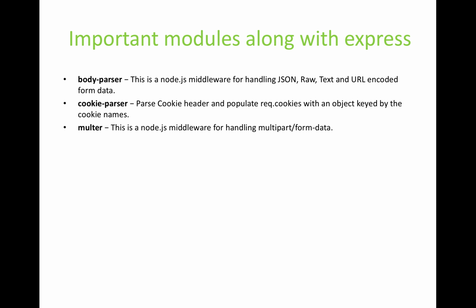The most important modules along with Express are body-parser, cookie-parser, and multer. Body-parser is a Node.js middleware for handling JSON, raw text, and URL encoded form data. Cookie-parser parses the cookie header and populates request.cookies with an object keyed by the cookie name. Multer is a Node.js middleware for handling multipart form data, such as file uploads.